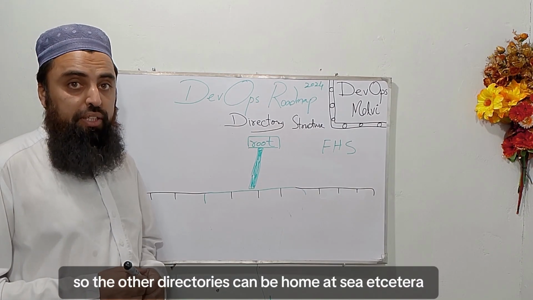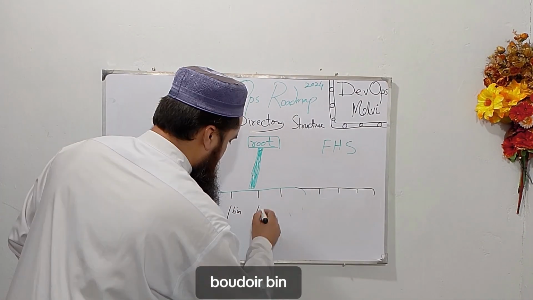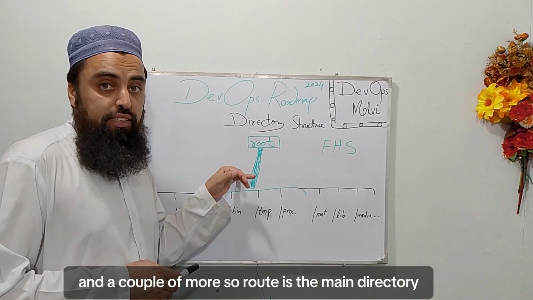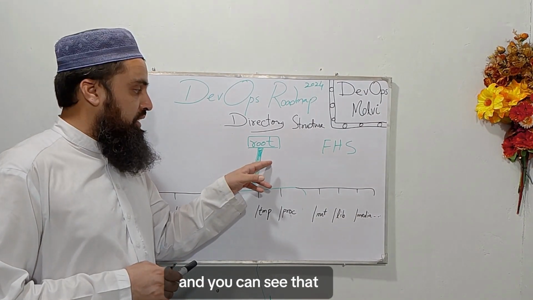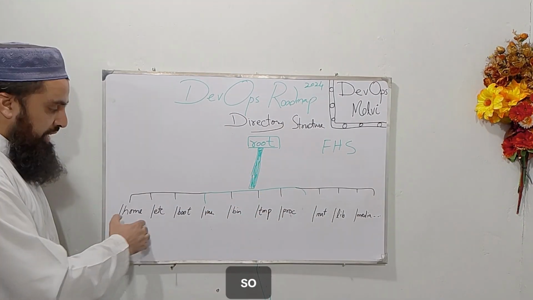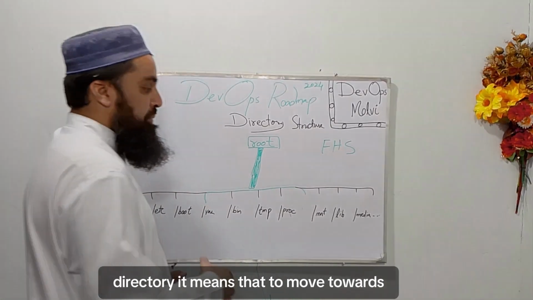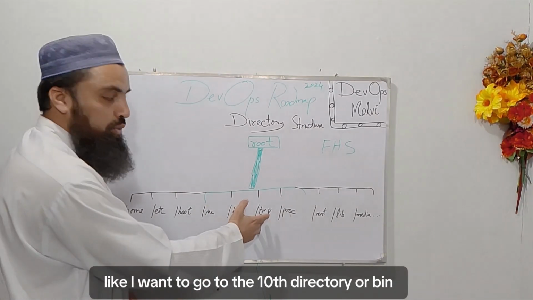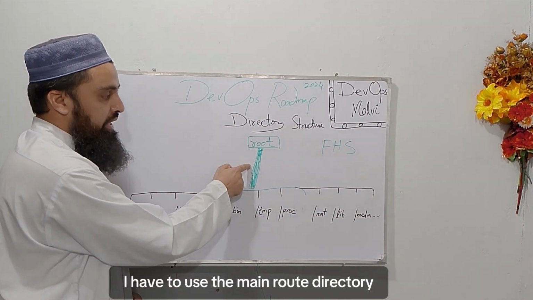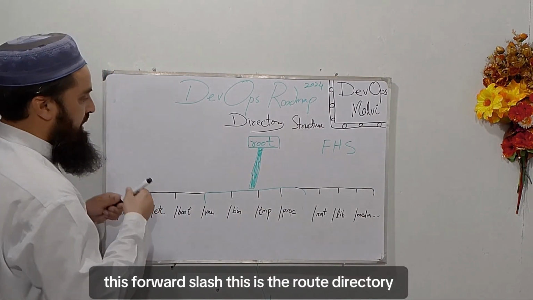So the other directories can be home, etc, boot, var, bin, tmp, proc, mnt, lib, media, and a couple more. So root is the main directory, and you can see that the other directories lie beneath it. You can see that I have put this forward slash before each directory. It means that if I want to go to the tmp directory or bin, I have to use the main root directory. I have to use the main path, this forward slash.